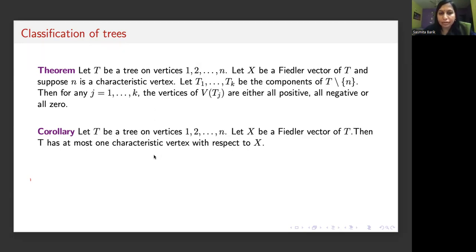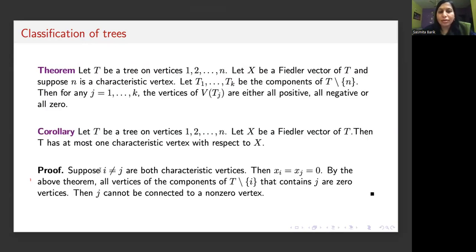How can you observe that? So if I assume that there are two characteristic vertices, that means I and J are both different vertices and they are characteristic vertices. Then xi must be 0, xj must be 0 because they are characteristic vertices. Now, if I consider the components of T minus I, each component contains either positive vertices or negative vertices or 0 vertices.